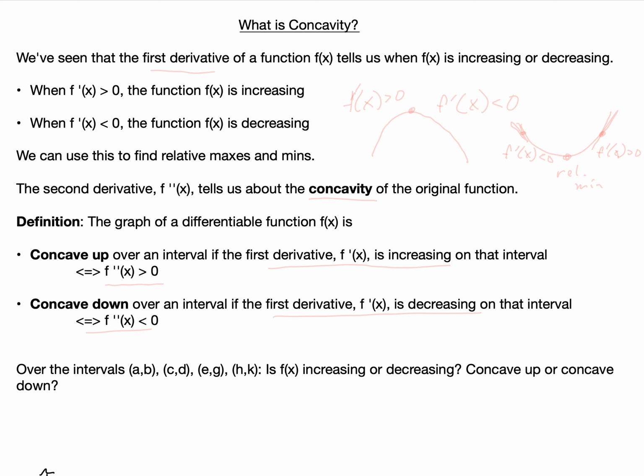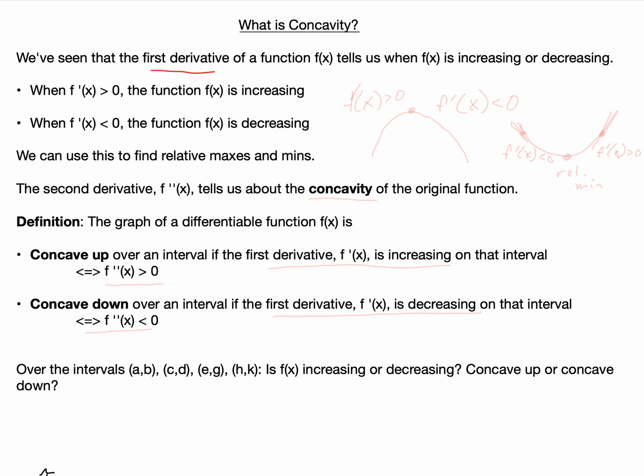In this video, we're going to talk about concavity, what it is, and how it's related to the second derivative. So we've seen that the first derivative of a function, f of x, tells us when the function is increasing or decreasing. When the first derivative, f prime of x, is greater than 0, the function f of x is increasing, and when f prime of x is less than 0, the function f of x is decreasing.